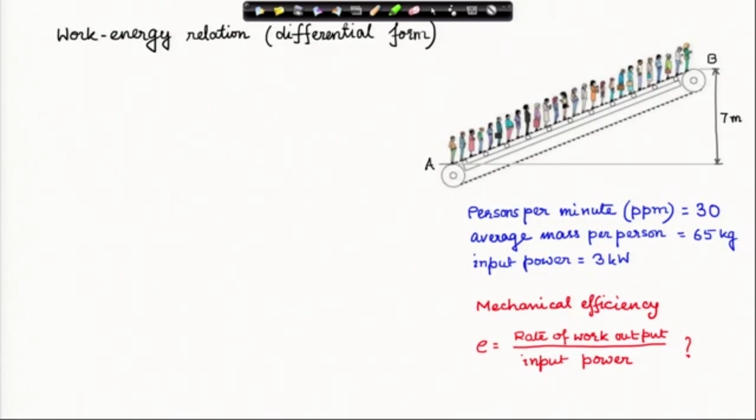Let us look at the work energy relation in the differential form, power form, because here the rate of doing work is specified, and we have to calculate mechanical efficiency, which involves rate of work output and the input power. Therefore, this has to do with power, and therefore, we use the differential form of the work energy relation, which says that the rate of change of the total mechanical energy is equal to the power supplied.